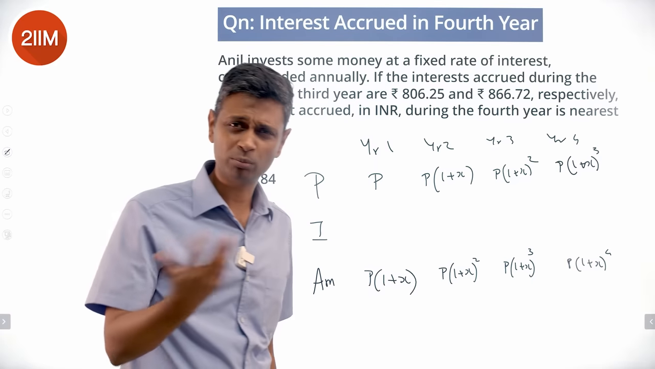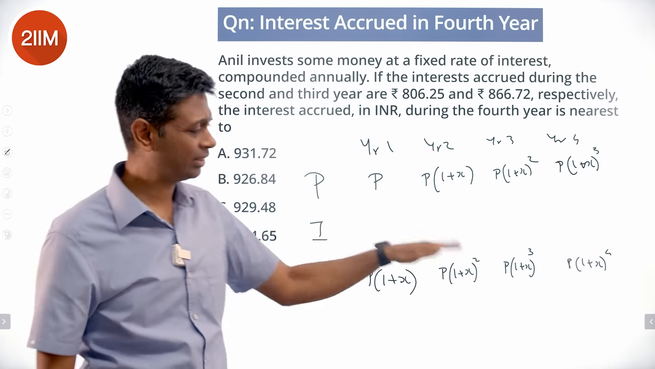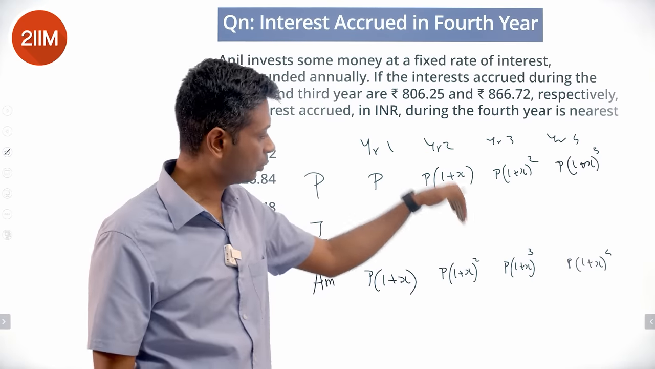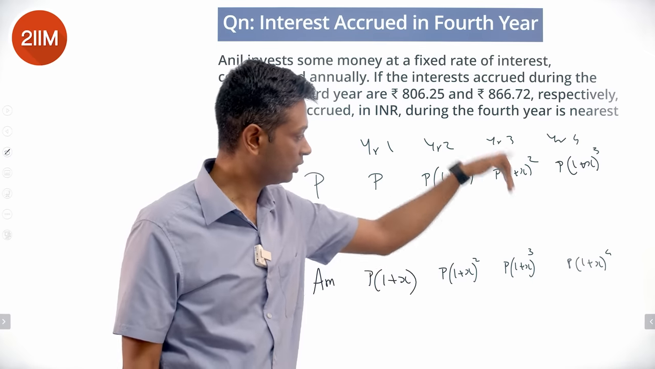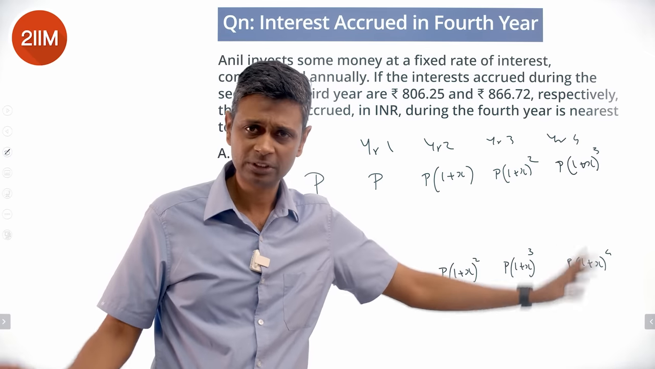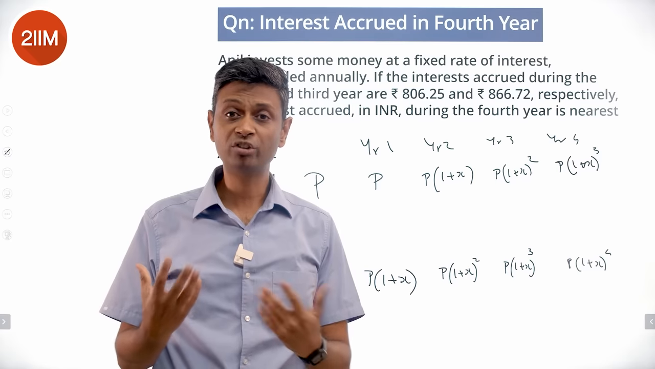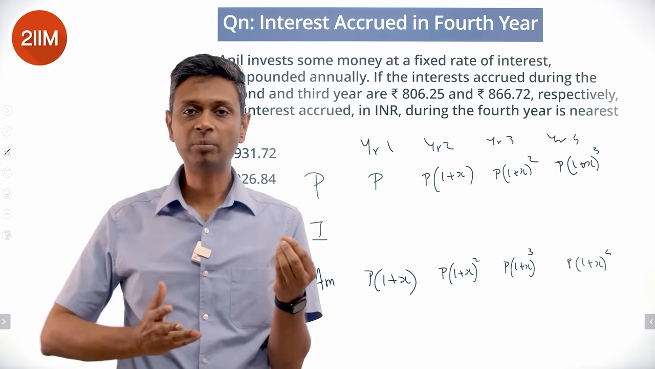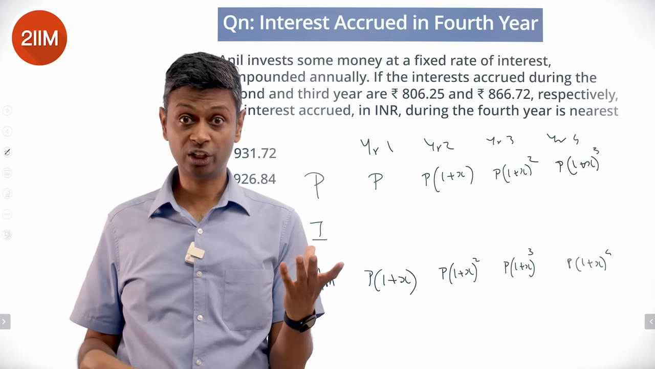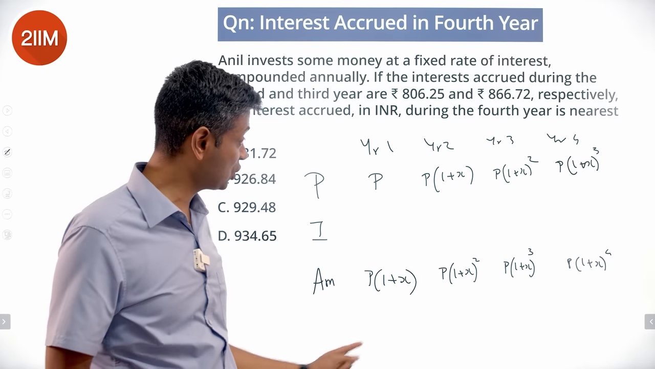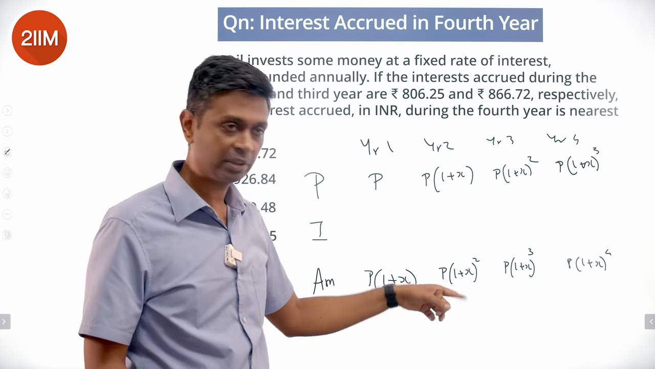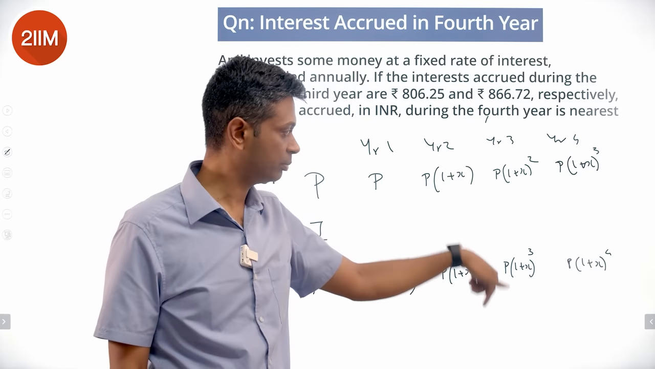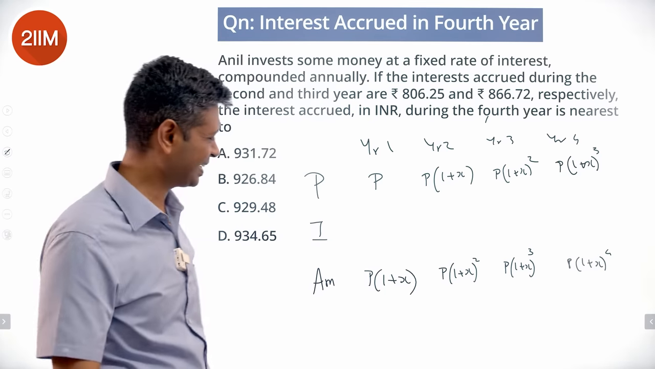You know, the amount moves. Whatever principal was, into 1 plus X is the amount. And that's how the compound interest thing works. That's why the compounding kicks in. I have some principal. Into 1 plus X is my new amount at the end of the year. This becomes the principal for year 2. Then it becomes like this. This becomes the principal for year 3. So what is the interest?